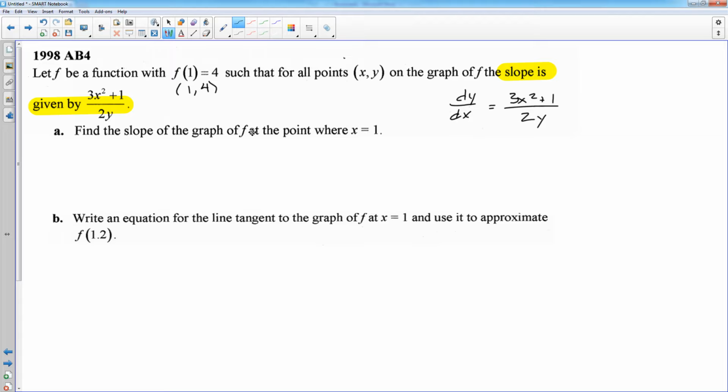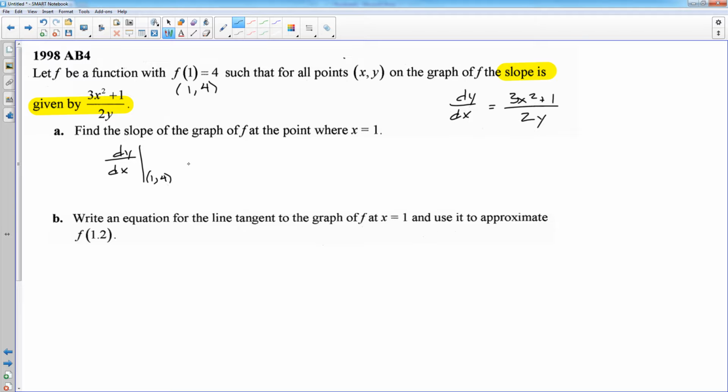It says find the slope of the graph of f at the point where x equals 1. Normally that would just be f prime of 1, the slope at 1, but the problem is our derivative is in terms of x's and y's, so we have to find the y that goes with 1. Well, they gave us that. They told us that f of 1 is 4. So what we'll do is we'll find the derivative such that we have the ordered pair (1, 4).